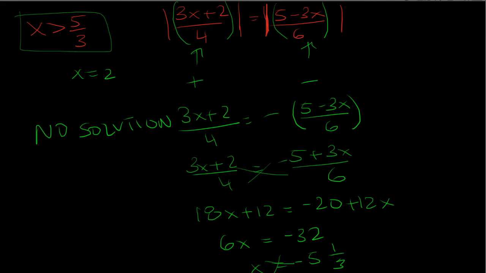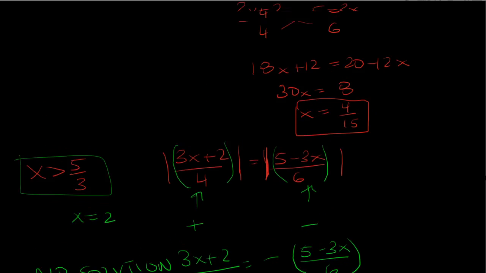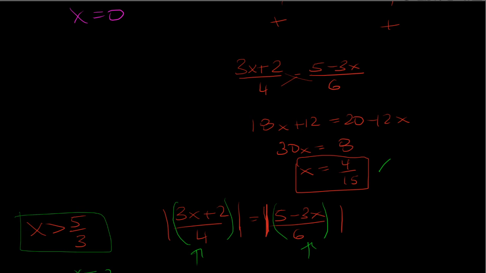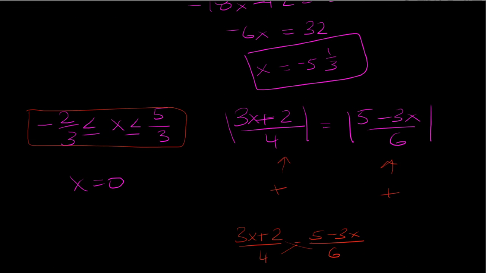Okay, to summarize, there's only two solutions. There's 4/15 and negative 5 and 1/3. Okay, let's look at another example.